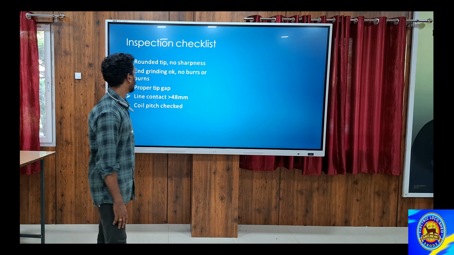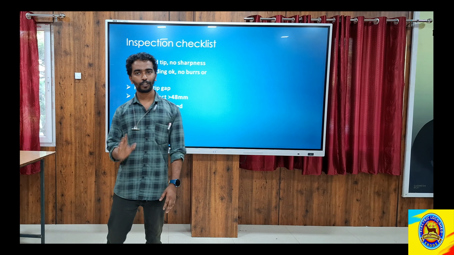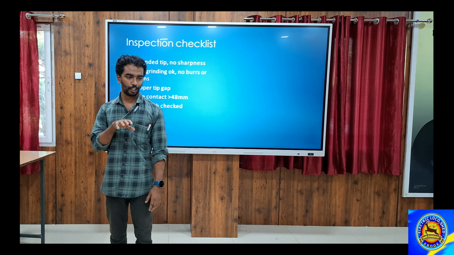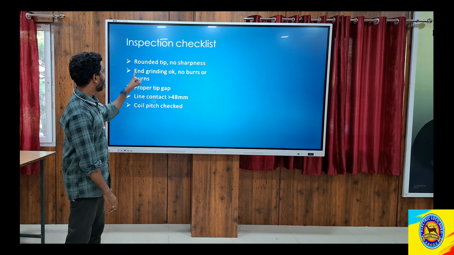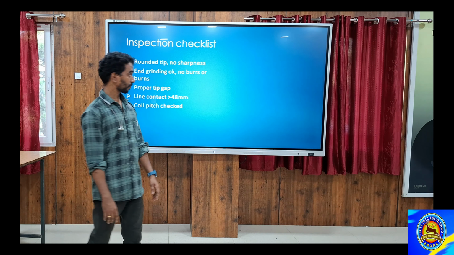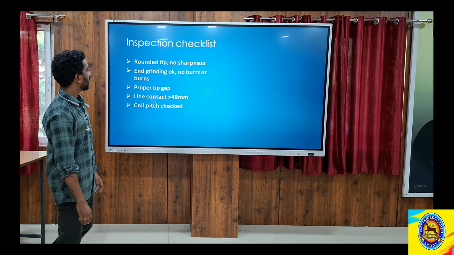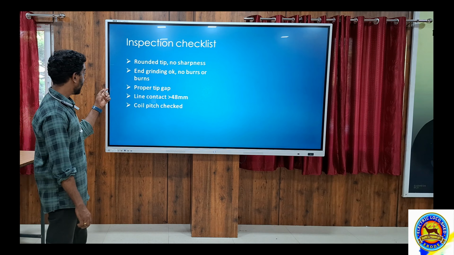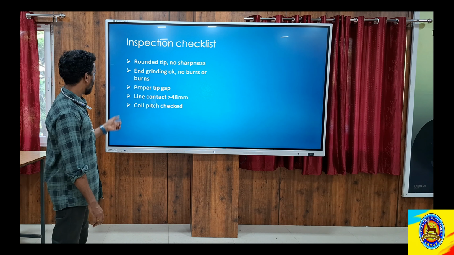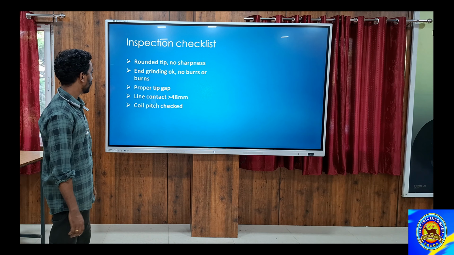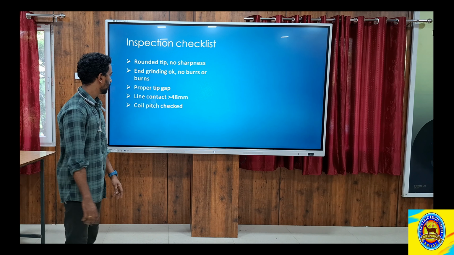Next, inspection checklist. What are the things we have to check while doing spring testing or during inspection? First point is rounded tip, no sharp edges. Second point, end grinding should be okay, no burrs or burns. Proper tip gap. Line of contact should be greater than 48 mm. Coil pitch to be checked.